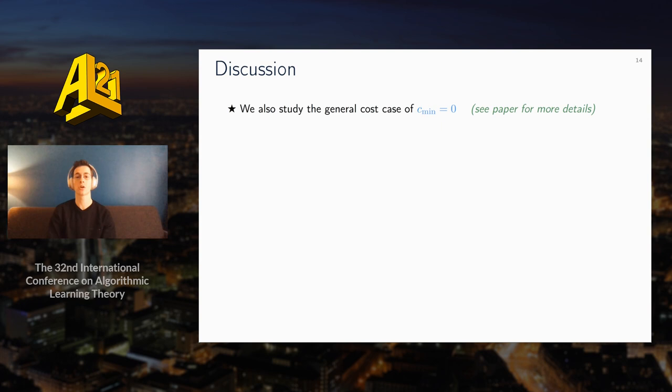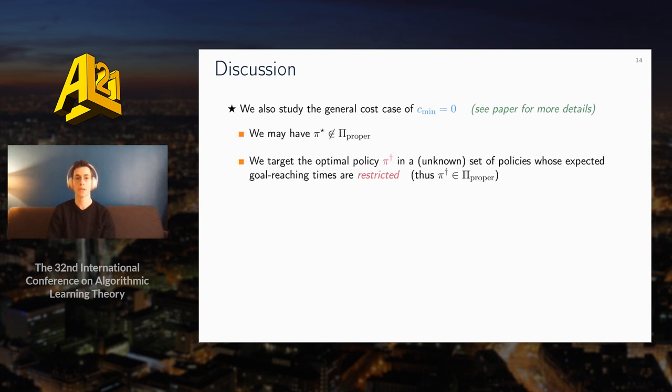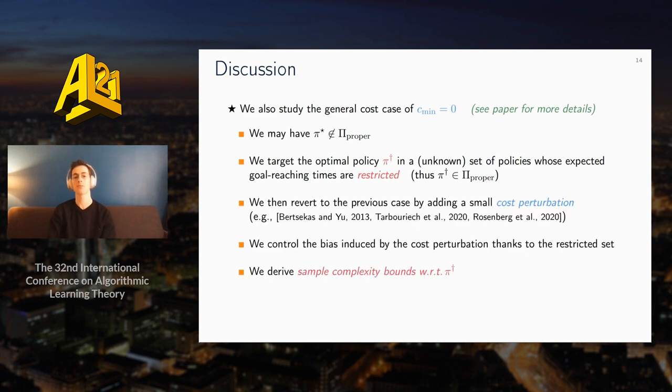We also study the general cost case of C min equal to zero. So that's a more tricky SSP problem, since in fact the optimal policy pi star may not even be proper. And in that case, we'll instead target the optimal policy pi dagger in an unknown set of policies whose expected goal reaching times are restricted, which guarantees that the targeted policy is indeed proper. We'll then revert to the previous case of strictly positive costs by adding a small cost perturbation as done by prior work. And we control the bias introduced by the cost perturbation thanks to the restricted set. And ultimately, we can derive sample complexity bounds with respect to the policy pi dagger.